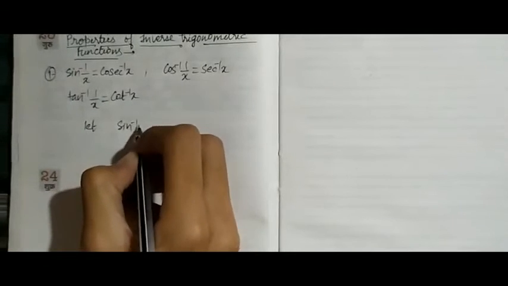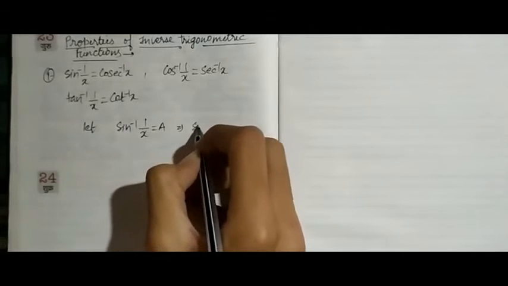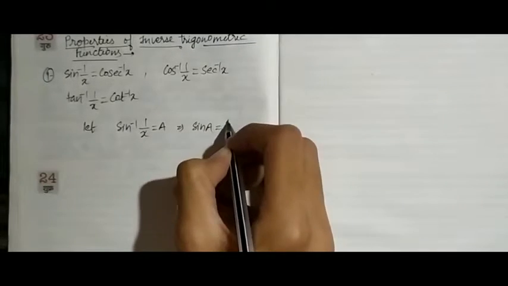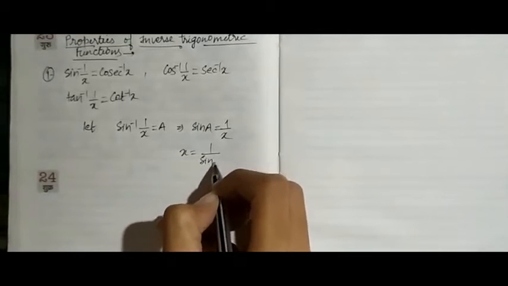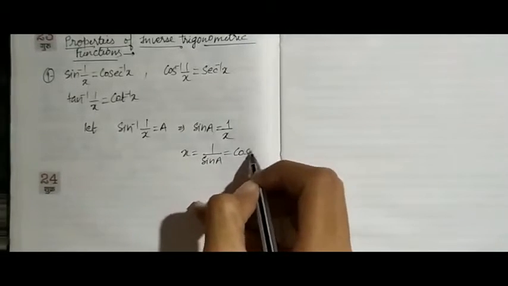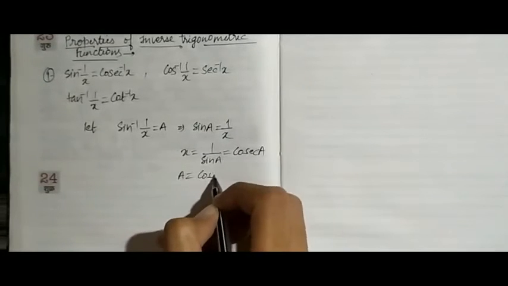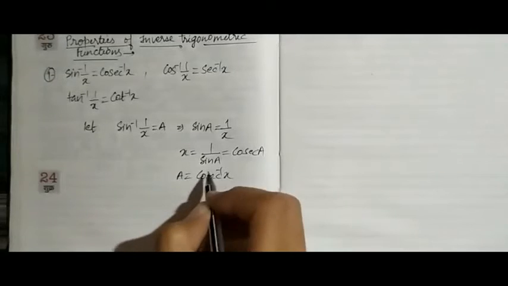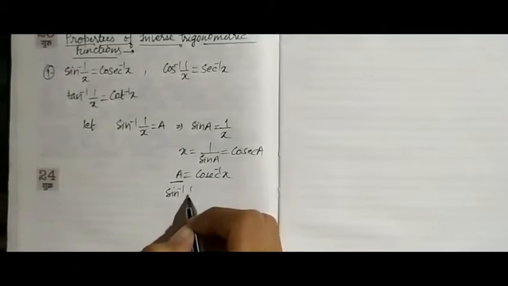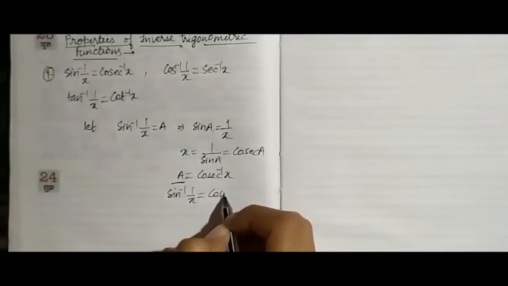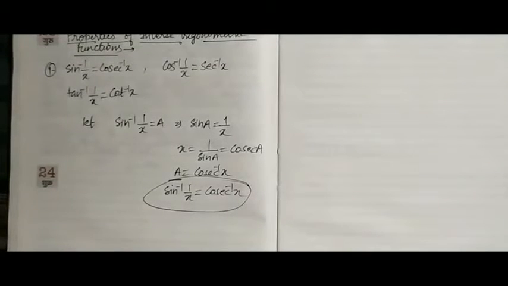The first one is, let sine inverse 1 by x equal to a, then we can write sine a equal to 1 by x, then x equal to 1 by sine a, it becomes cosec a, then a equal to cosec inverse x, and we can put a equal to sine inverse 1 by x, so sine inverse 1 by x equal to cosec inverse x. So this is the required result.